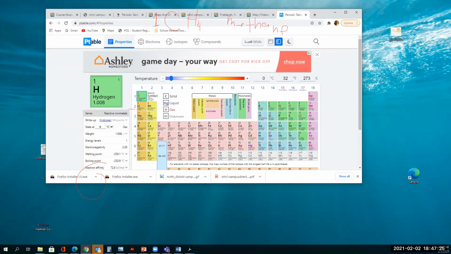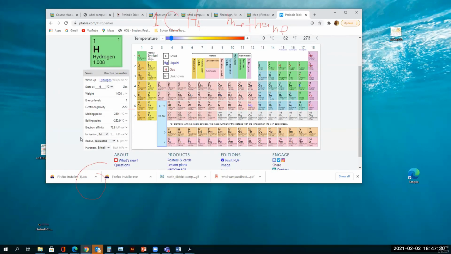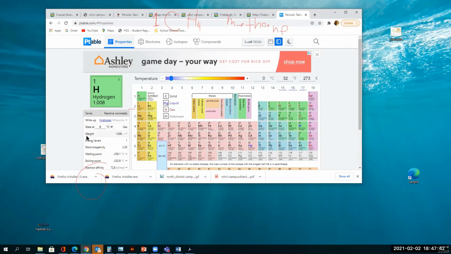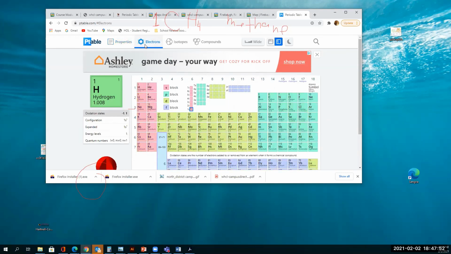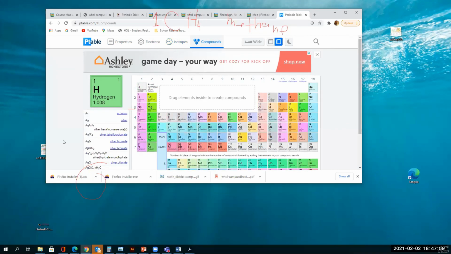Well, one thing, as you run over each element, it'll actually give you all the information about that element on the side. It tells me the electronegativity, the melting point, the boiling point, the electron affinity, and the ionization energy. It tells me all of those good things just by running over it, right? We go up here. These are the properties that are associated with each of the different elements. This will let us know the electrons associated with the different elements. This will tell me all the different isotopes. This will tell me some of the compounds that these elements will be in.